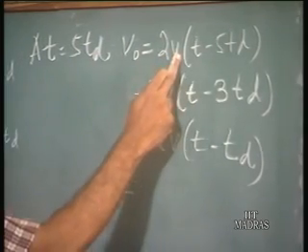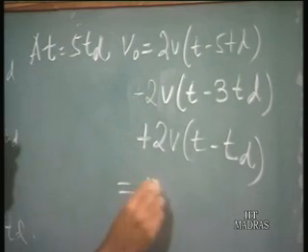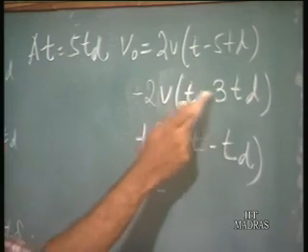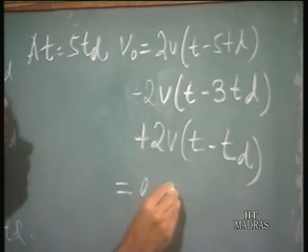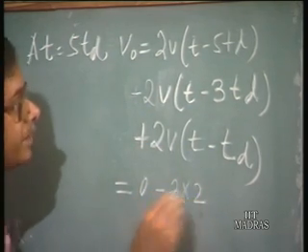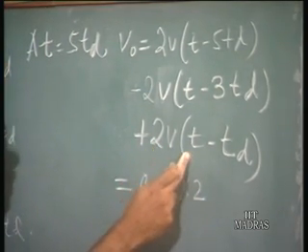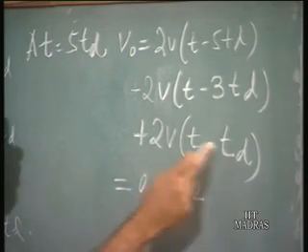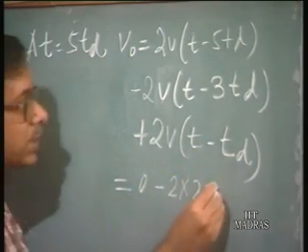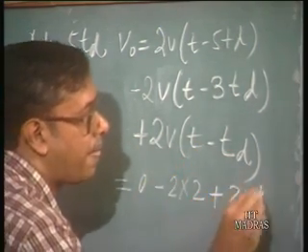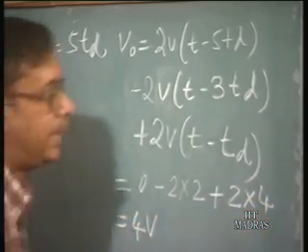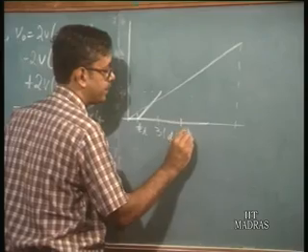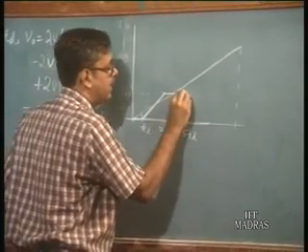twice V of 0, which is 0, minus, 5 minus 3 TD is 2 TD. So at 2 TD it is 2 volts. So minus 2 into 2 plus, this is 4 TD. 4 TD is 4 volts. So this is 2 into 4. So this 8 minus 4 is equal to 4 volts. So at 5 TD, it still remains at 4 volts.